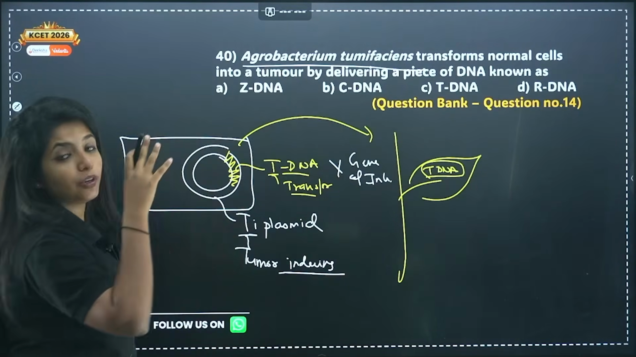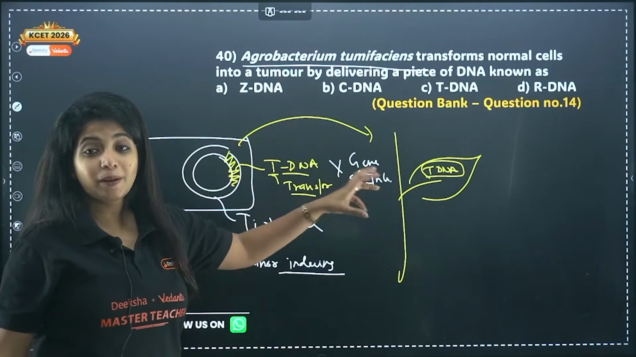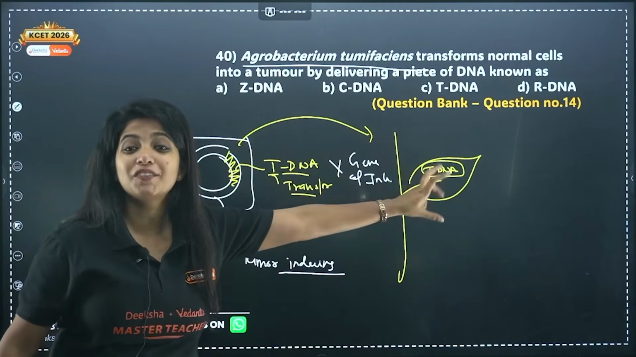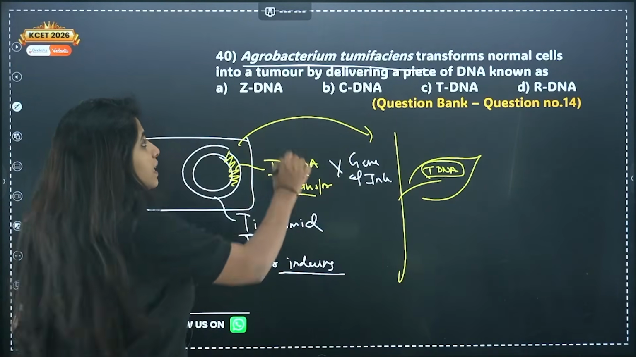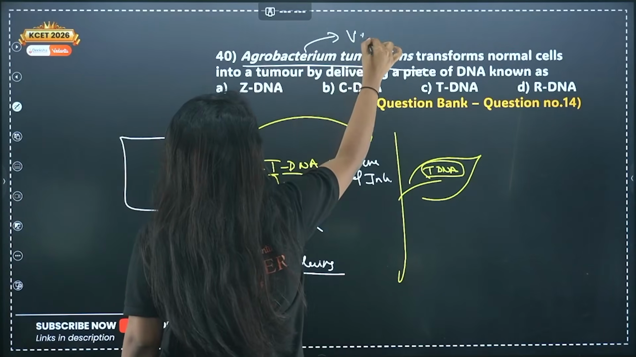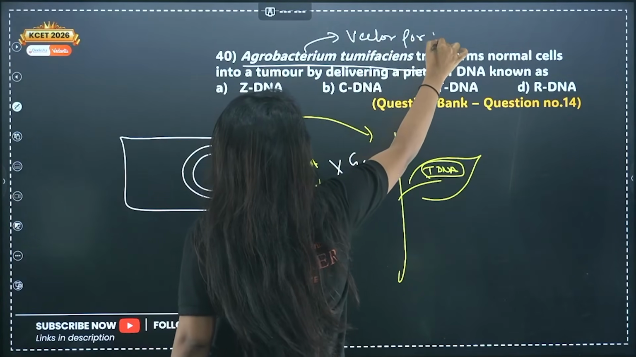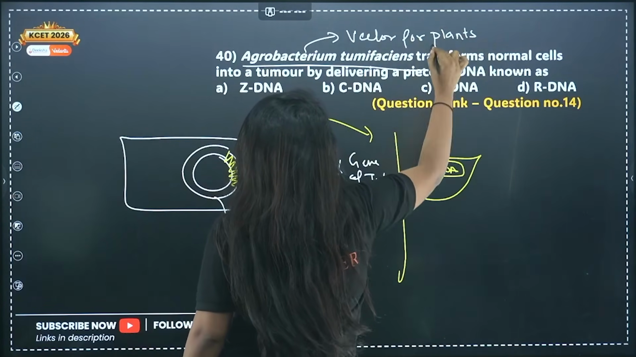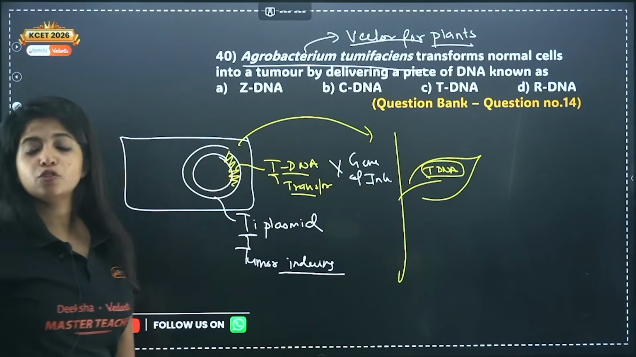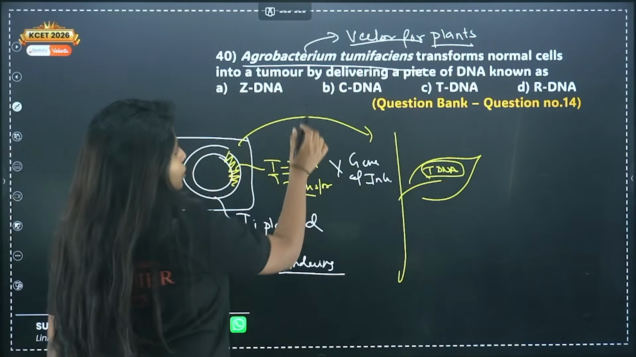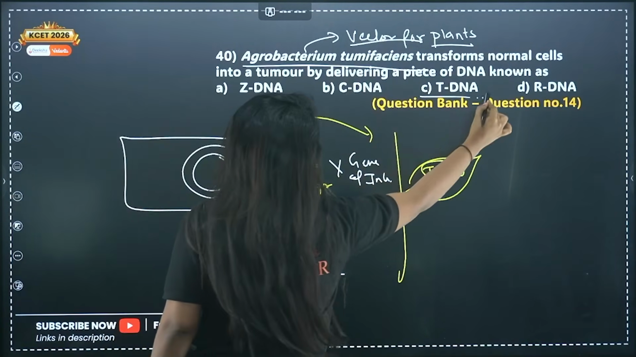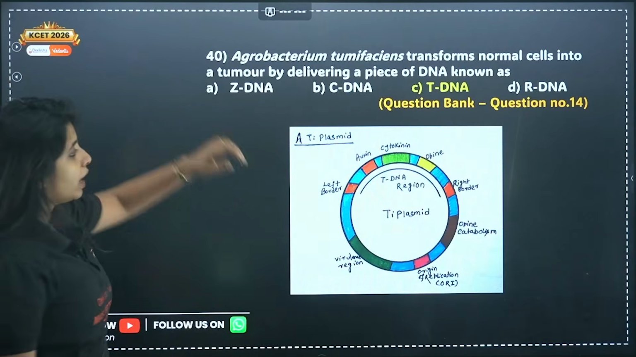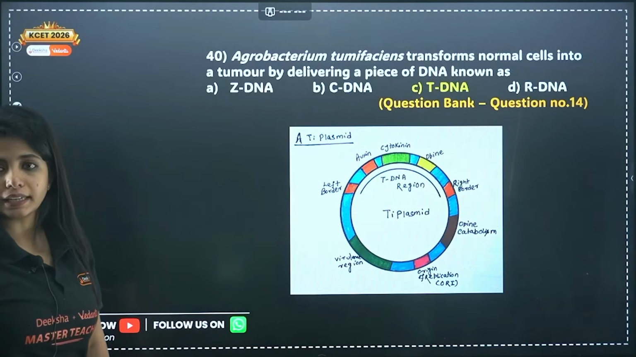Anyway, the bacteria is going to affect the plants, but while it affects the plant, it is going to pass down my gene of interest out there. So which is why we say Agrobacterium tumefaciens is the vector for plants. Always remember, what is a vector for plants? It is Agrobacterium tumefaciens. Okay, so here by delivering what piece of DNA? It will be transferred DNA, or what you call as the tDNA.